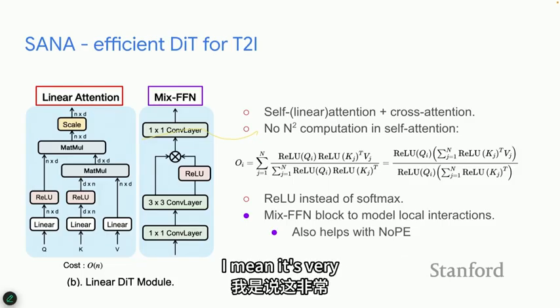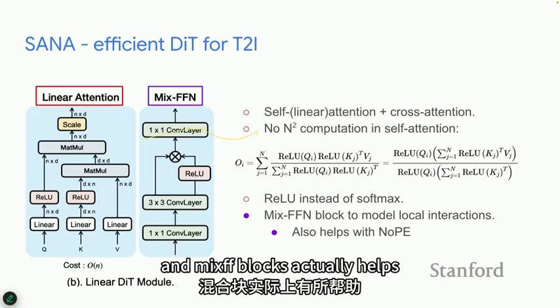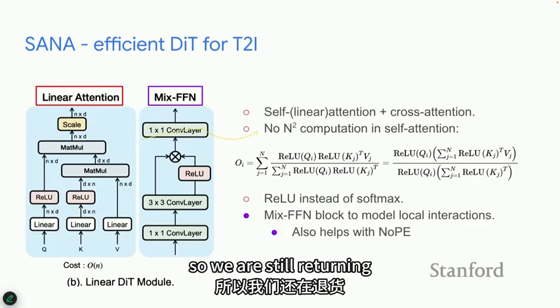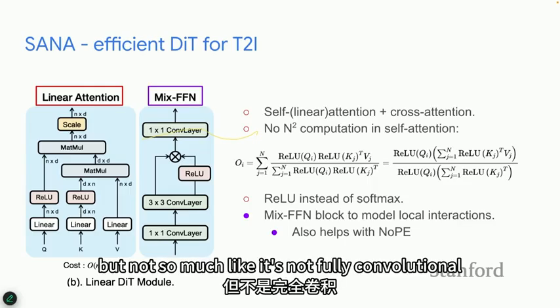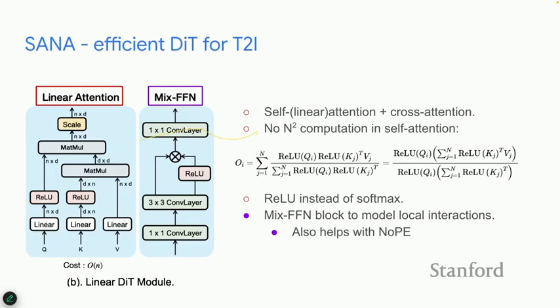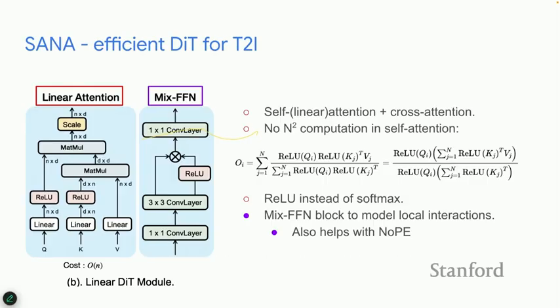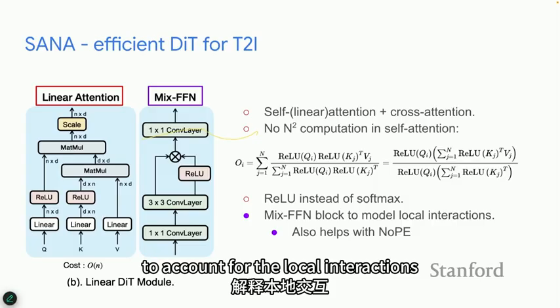It's very funny to say it. So no positional embeddings. And Mix-FFN blocks actually help because you have a bunch of convolutional blocks in there. So we are still returning to the convolutional argument, but not so much. It's not fully convolutional. You just have a few convolutional layers thrown in there. So it's largely DiT based, but instead of using a linear MLP, you have two convolutional layers to account for the local interactions.